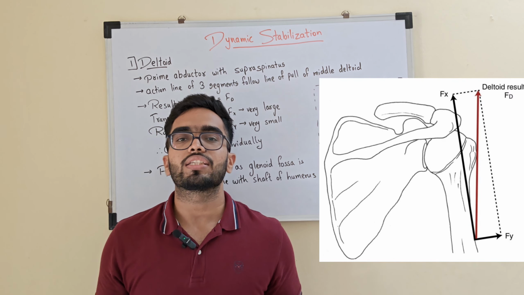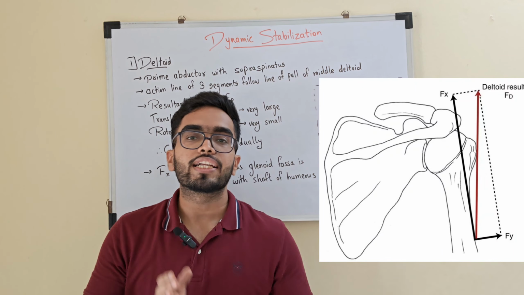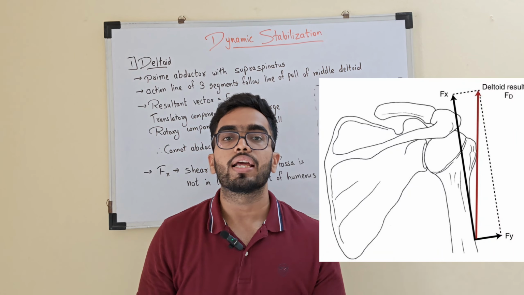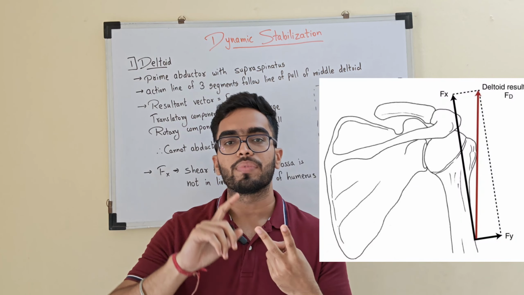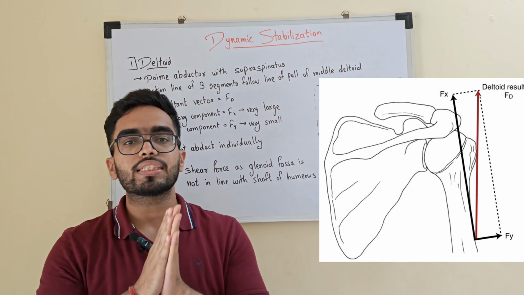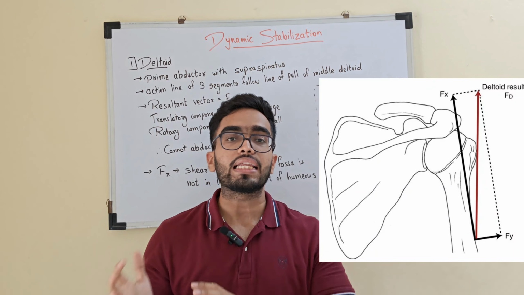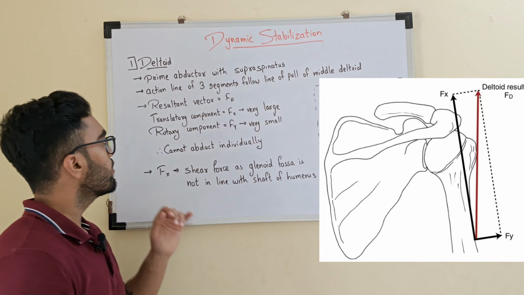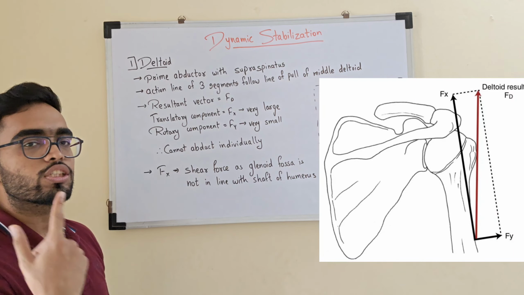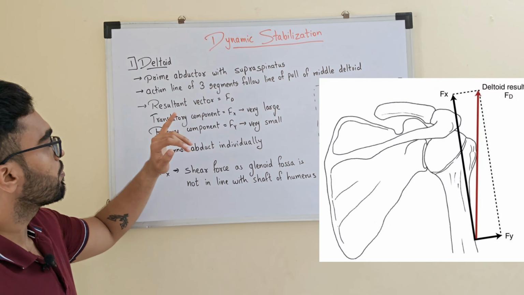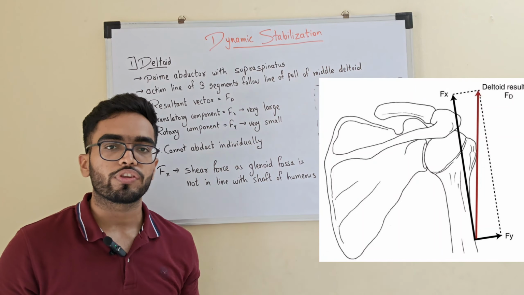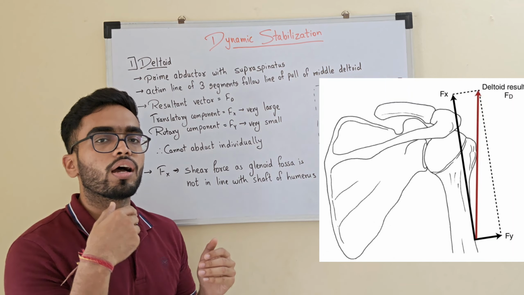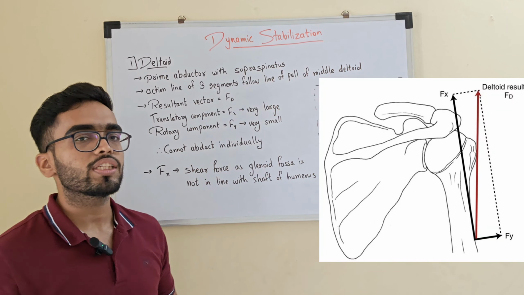So the first dynamic stabilizer of the glenohumeral joint is deltoid. Deltoid, as you all know, is a prime abductor along with the supraspinatus muscle. It has three heads: the anterior head, the medial head and the posterior head. All these three heads have their own line of pull, but the resultant action of pull is along the middle fibers of the deltoid. Okay, so the resultant vector FD has two components: the translatory component, that is Fx, which is along the shaft of the humerus, it is very large, while the rotatory component, which is perpendicular to the head of humerus, is Fy, which is very small.